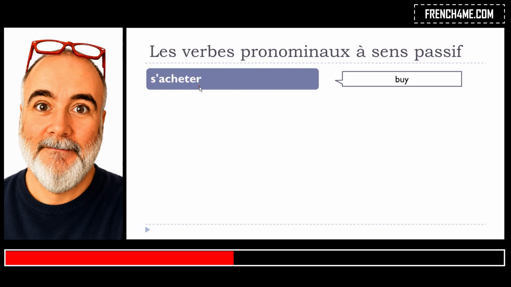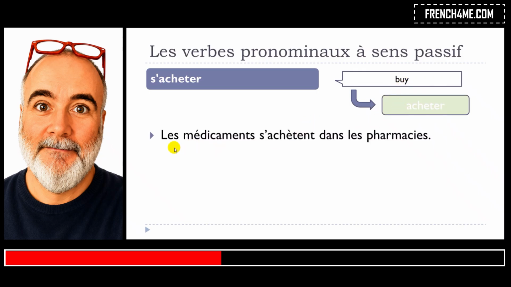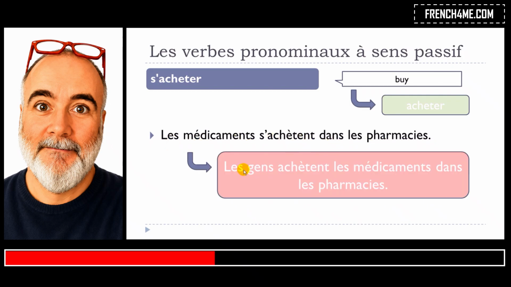So the first one is s'acheter, okay, and I will not give you the translation, but I will only give you the translation for acheter, just for a good reason. If you look at the sentence, les médicaments s'achètent dans les pharmacies, well, it's exactly the same thing. You want to say that les gens achètent des médicaments dans les pharmacies. And so the interesting thing is to know the meaning of acheter, okay, because this is what we will have to use. So, les gens achètent les médicaments dans les pharmacies. Les médicaments s'achètent dans les pharmacies.